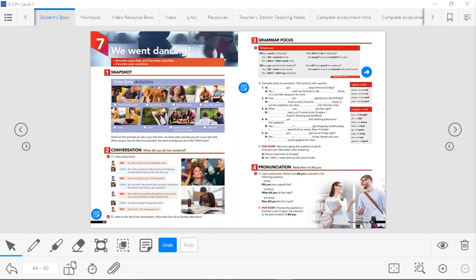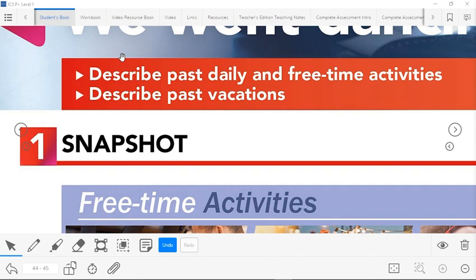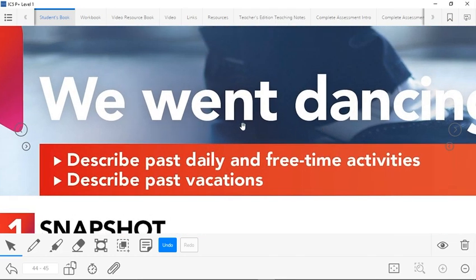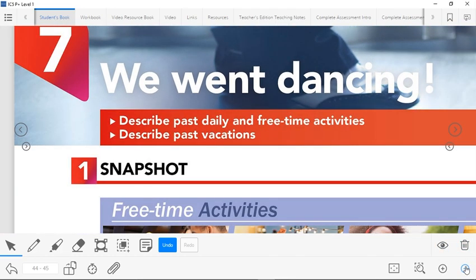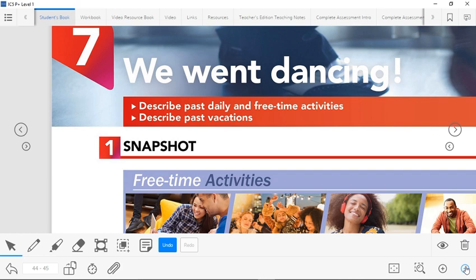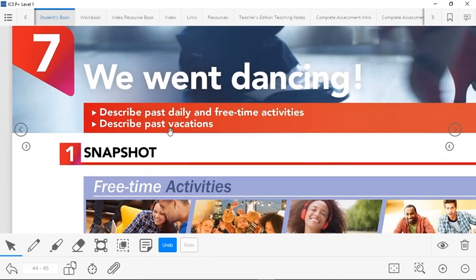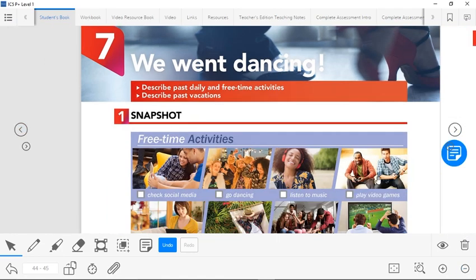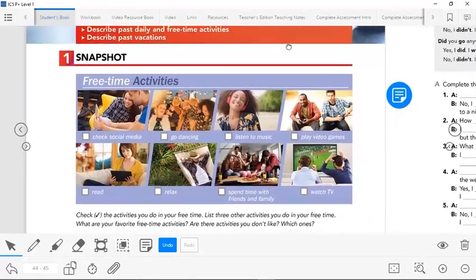We're going to be continuing with Unit 7. We went dancing. If you notice this word right here, it is past, and it's because we're going to be talking about past in this unit. We're going to describe past daily and free time activities, and we're going to describe past vacations. Very good. We're going to start now with free time activities.